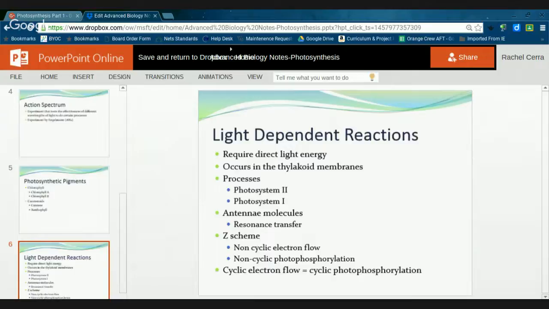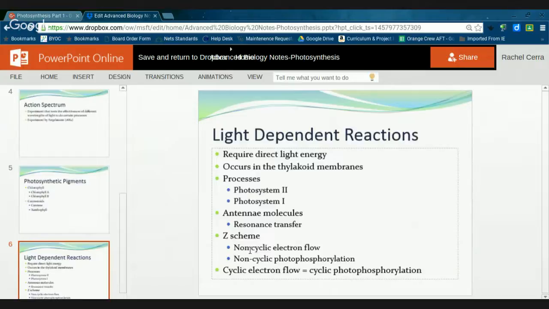By the way, there is no reason why on the Z scheme down here, non-cyclic and non-cyclic, they don't have a dash there. They should. But like I said, I'll explain what the non-cyclic electron flow and the non-cyclic photophosphorylation and the cyclic photophosphorylation are when we get into the pictures, because I think they'll make more sense that way.